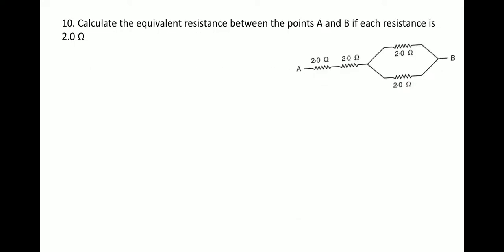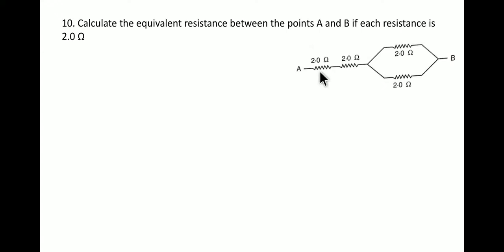Question number 10. Calculate the equivalent resistance between the points A and B if each resistance is 2 ohms. See, these kinds of questions are very important. You'll get resistors connected in series or in parallel, and you have to find the equivalent resistance. These kinds of questions are really important.